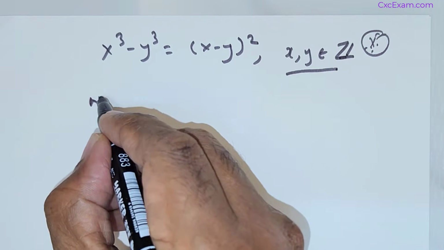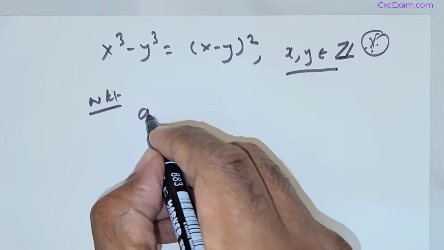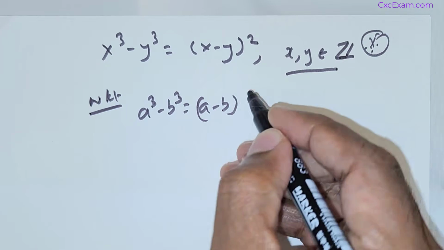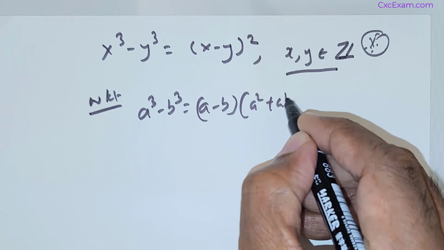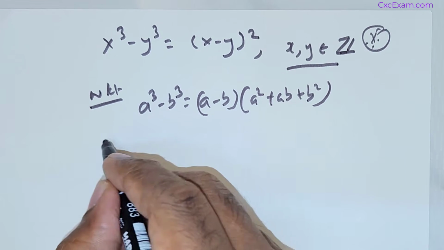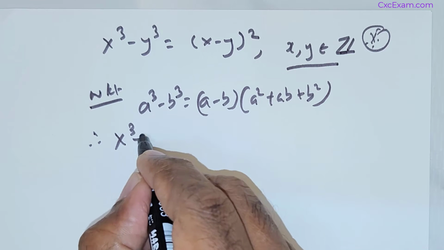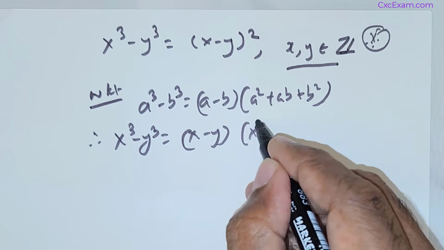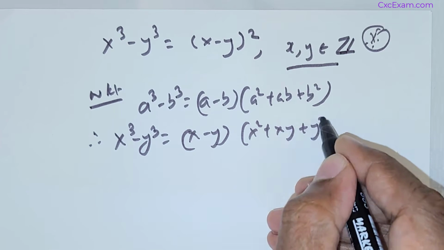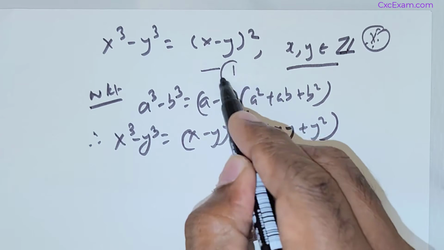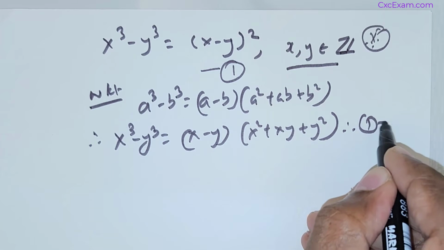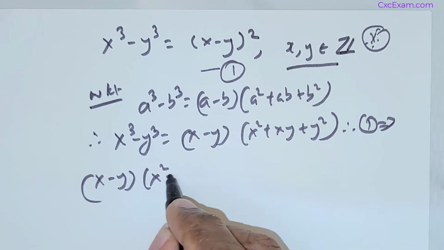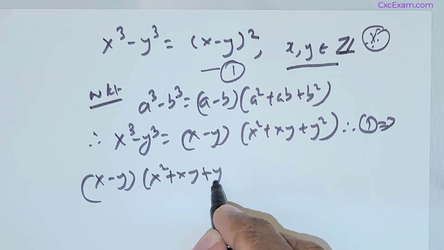Now we know this identity, which is a cubed minus b cubed is equal to (a minus b) times (a squared plus ab plus b squared). So therefore x cubed minus y cubed can be rewritten as (x minus y) times (x squared plus xy plus y squared). So if I take this as 1, I can rewrite 1 as (x minus y) times (x squared plus xy plus y squared).